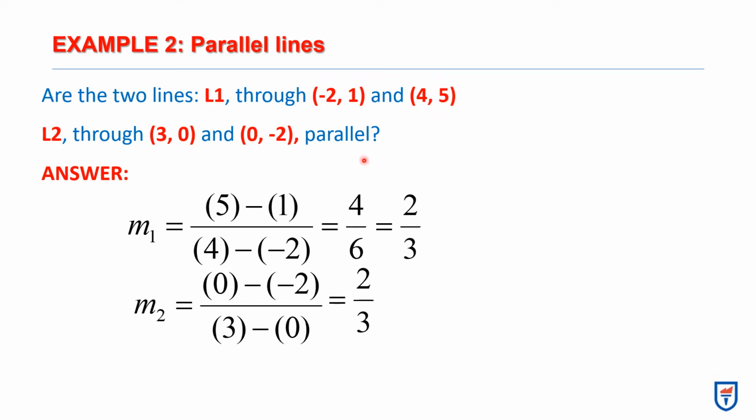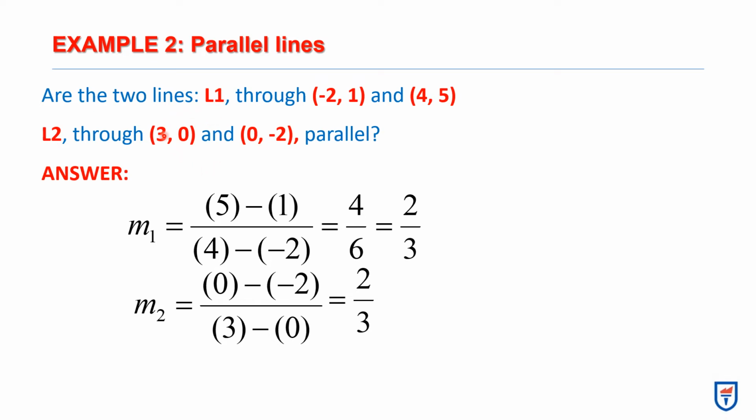Now when we apply the slope formula, we consider this one as our first point of line 1 and the second one as the second point of line 1. So we say 5 minus y1, which is 1, divided by the change in x, which is 4 minus minus 2, and minus and minus becomes a positive. So we end up with 5 minus 1, which is 4, divided by 4 plus 2, which is 6, so the slope of L1 is 2 over 3. We do the same on line 2.